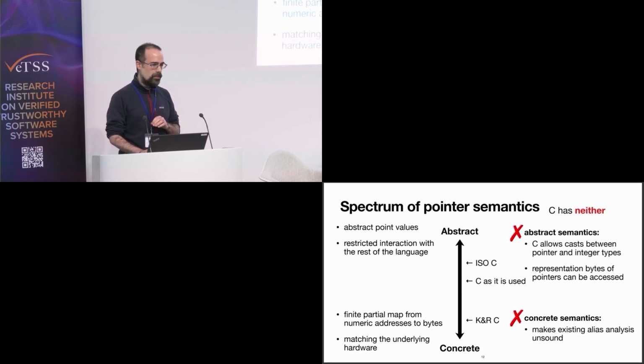Unfortunately, neither of these extremes work for C. You can't have a fully abstract semantics because C allows you to convert pointers and integers back and forth, and it allows you to look at the representation of pointers. And you also can't have a completely concrete semantics because compilers have been doing really powerful optimizations based on alias analysis, which make this memory model unsound.